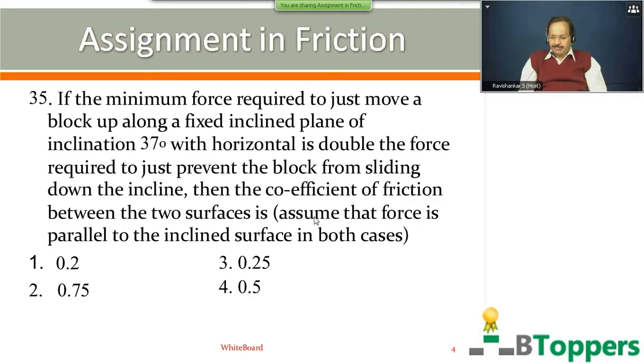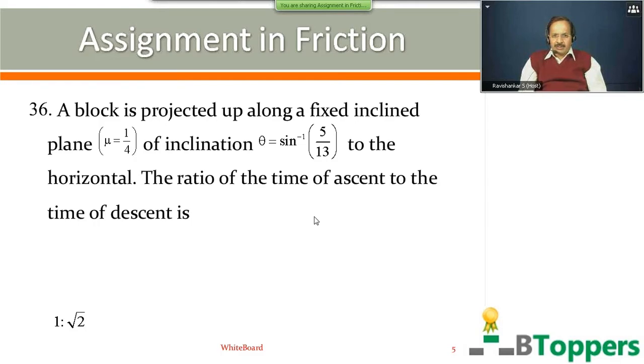So I'm going to show you the next question on screen. In case you need more time to answer the question, you can take a pause and take your own time. I'm going to show you the question number 36 on the screen. Look at the question number 36. A block is projected up along a fixed inclined plane (within bracket μ equal 1 by 4) of inclination theta equals sin inverse 5 by 13 to the horizontal. The ratio of the time of ascent to the time of descent is, come on, try the question.